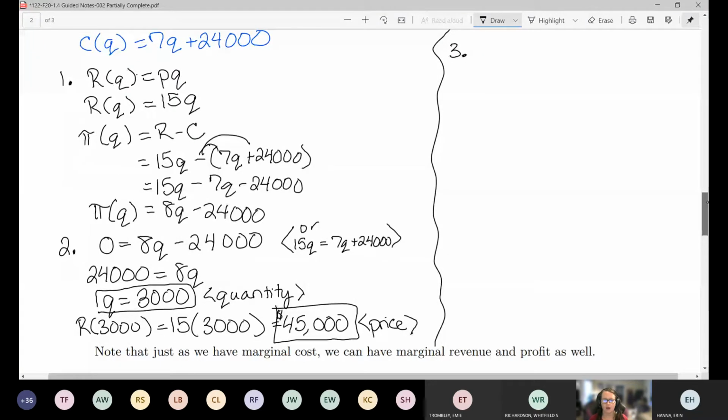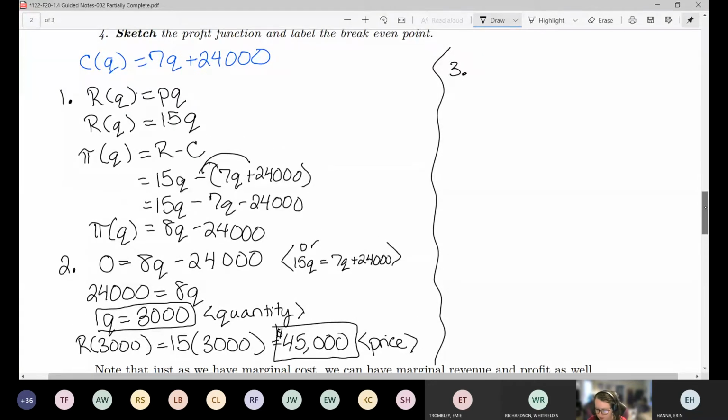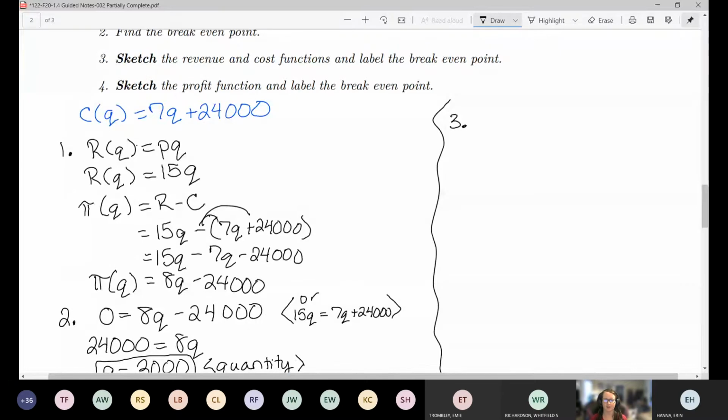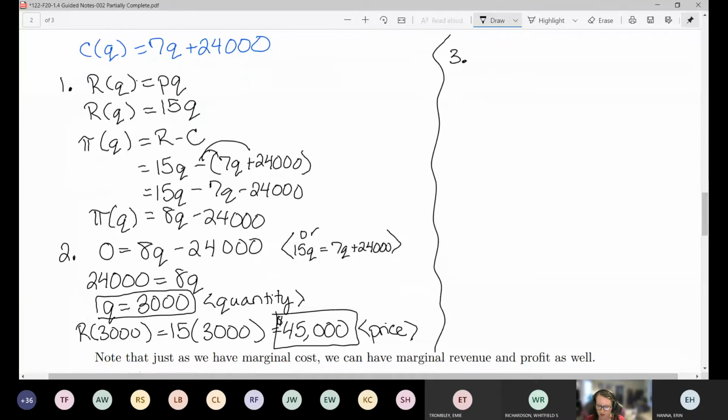All right, now I have to scroll back up so we can see the question. Part 3: sketch the revenue and cost functions and label the break-even point, and then after that, we want to sketch the profit function and label the break-even point. So, sketches. I can make these kind of rough. Don't have to worry about making them perfect.